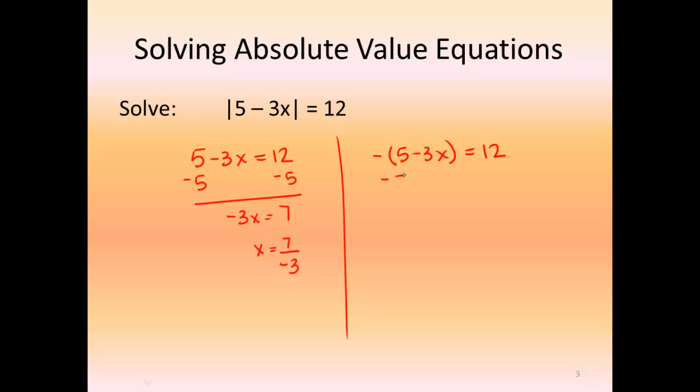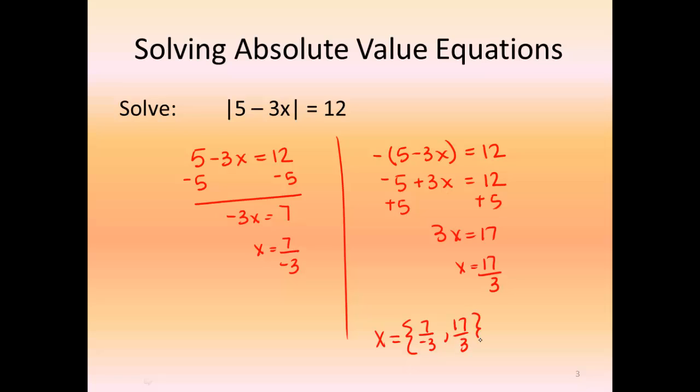And on the other side, we'll distribute a negative. And I come up with 2 solutions. Now notice this time, unlike the previous example on the number line, I'm not going to have positive and negative of the same value. So in this case, I would write my answer, still in curly brackets, as -7/3 and 17/3. And those are my 2 solutions.